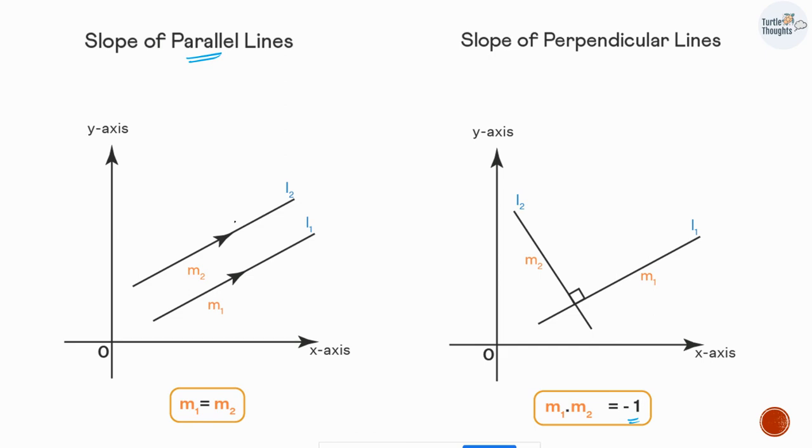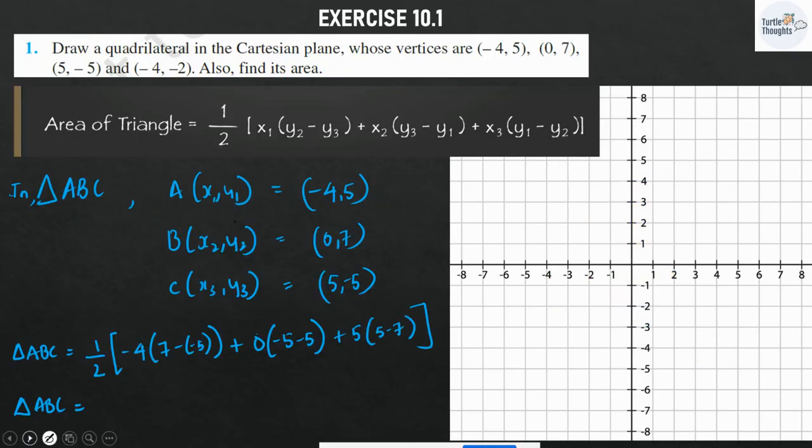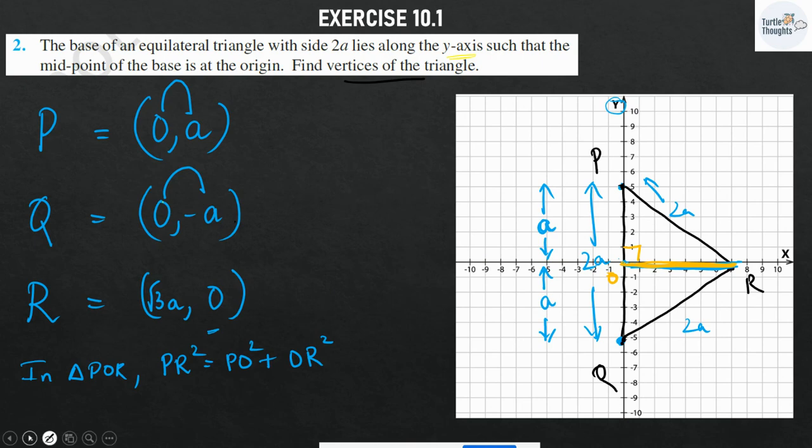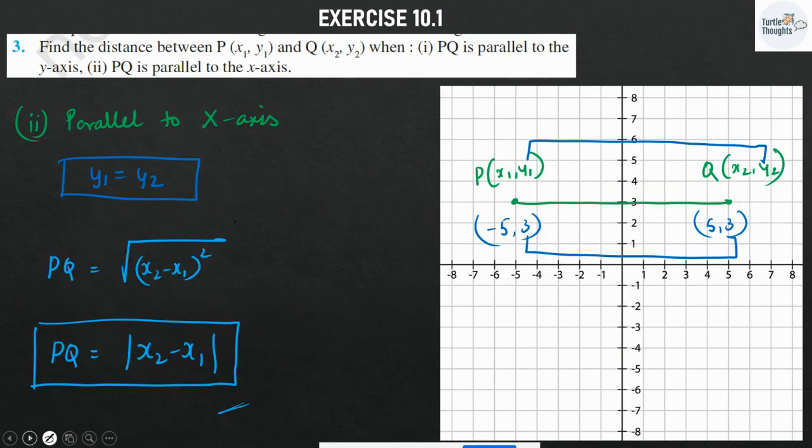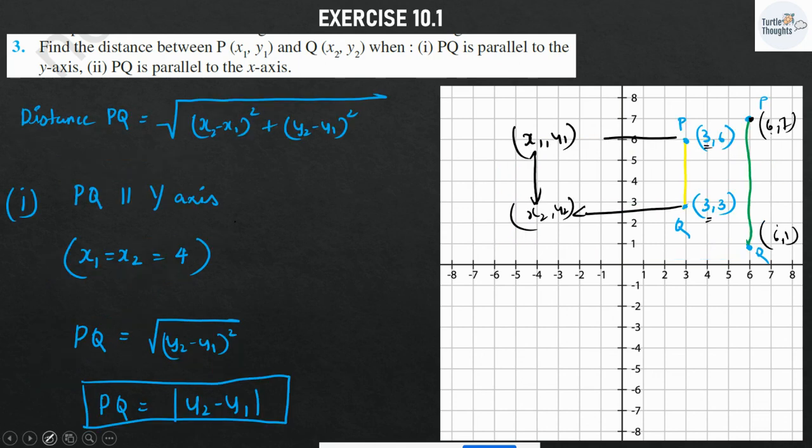Let us continue with the exercise problems. So I think we were done with three problems, right? I think the third one we had to do.